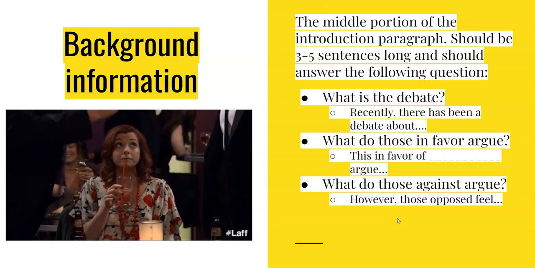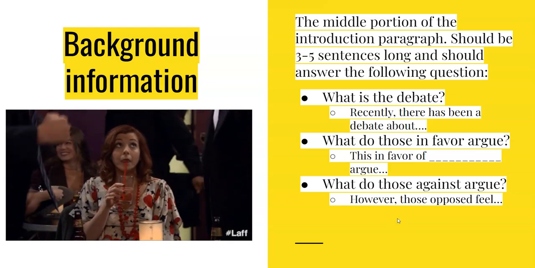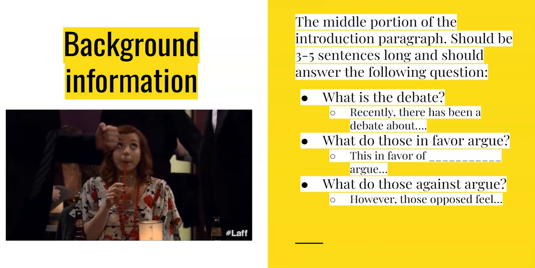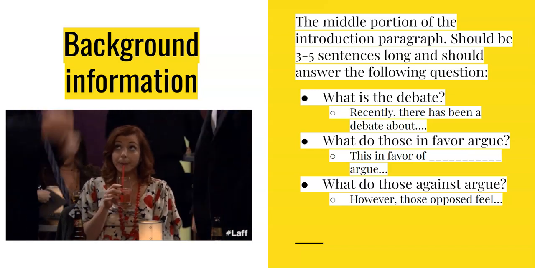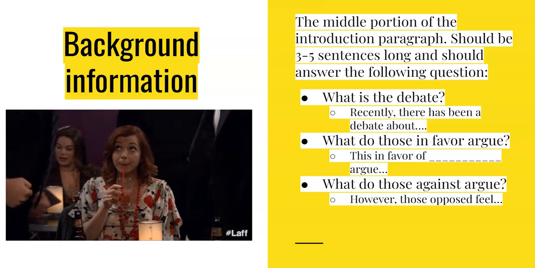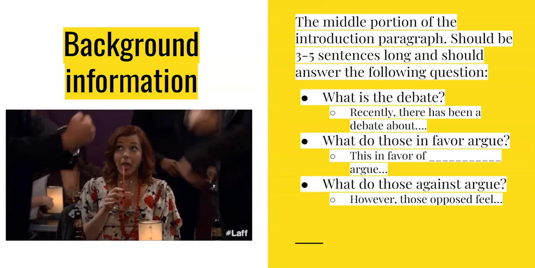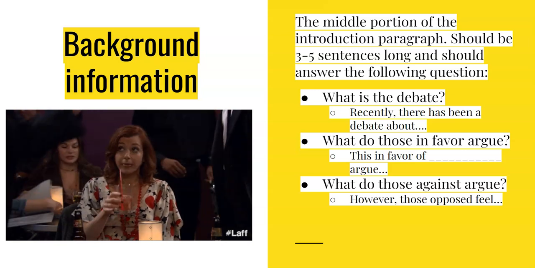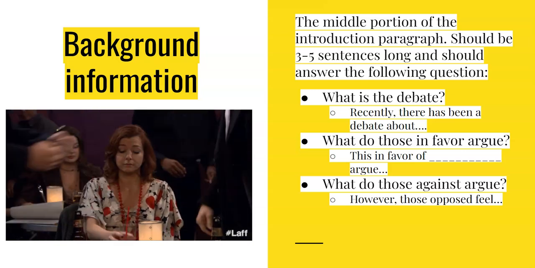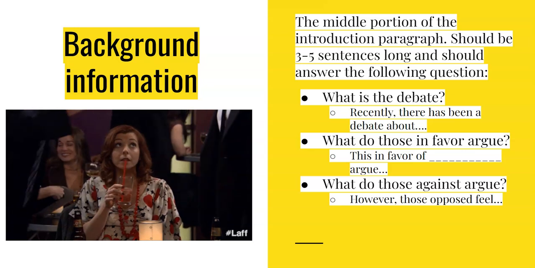After you write your hook, you move on to the background information. So the background information is the middle portion of the introduction paragraph, and it should be somewhere in the ballpark of 3 to 5 sentences. The purpose of the background information is to let your audience know what you are going to be writing about in the rest of the essay.